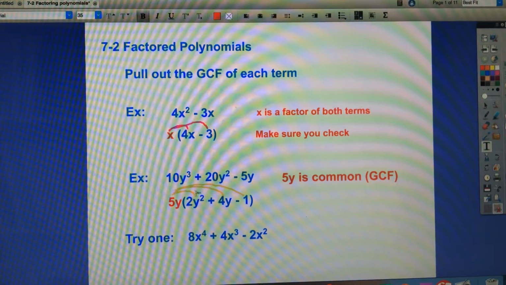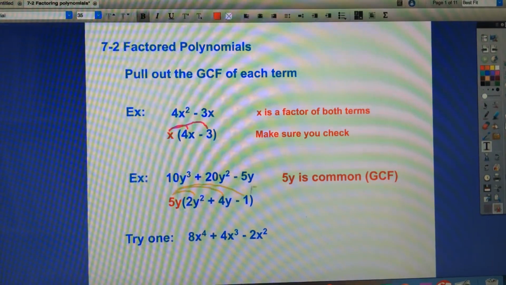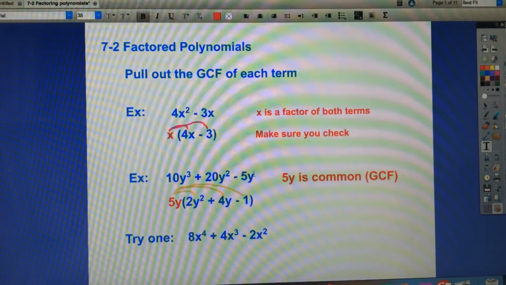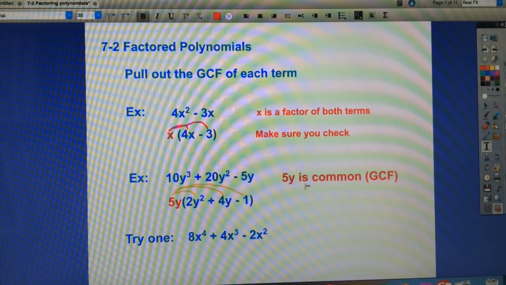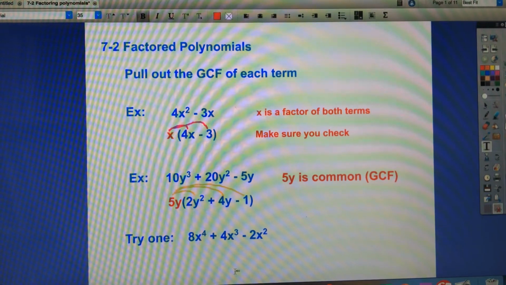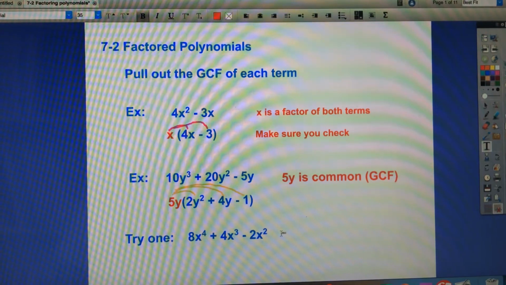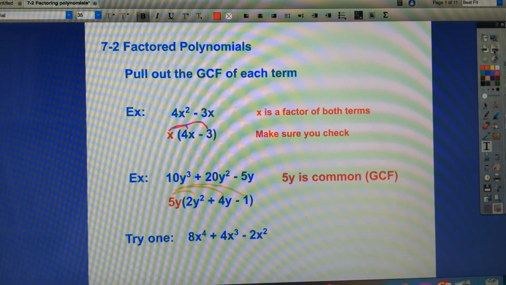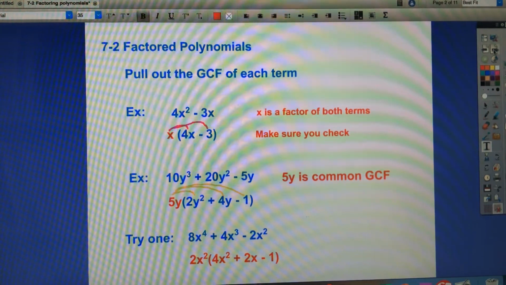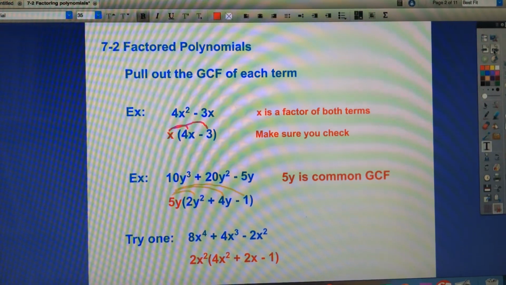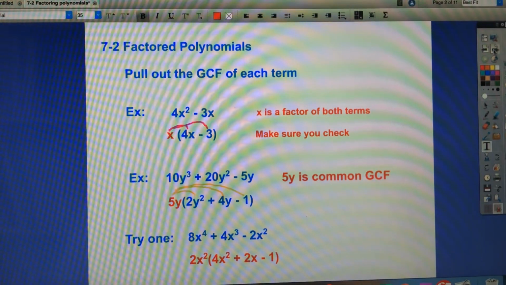Now again, use the distributive property and work backwards and make sure you get your original polynomial. 5y was my common factor, my greatest common factor. Try one. 8x to the fourth plus 4x to the third minus 2x squared. Pause. Hopefully you chose 2x squared as your common factor. Times 4x to the second plus 2x minus 1.